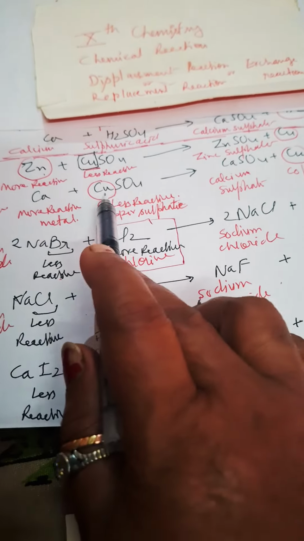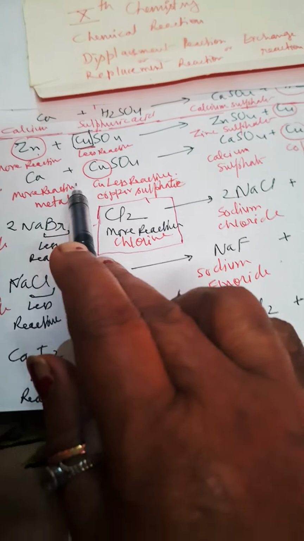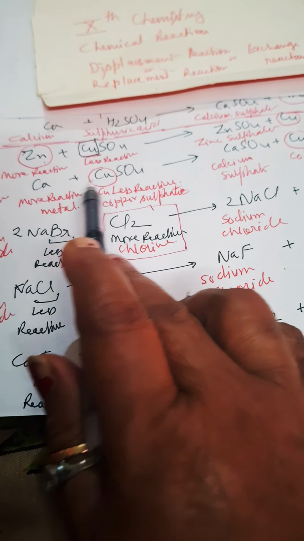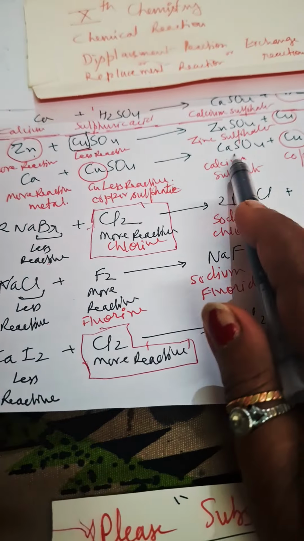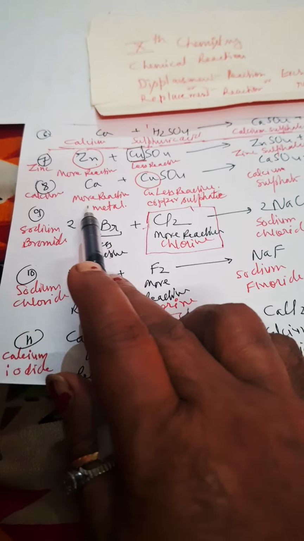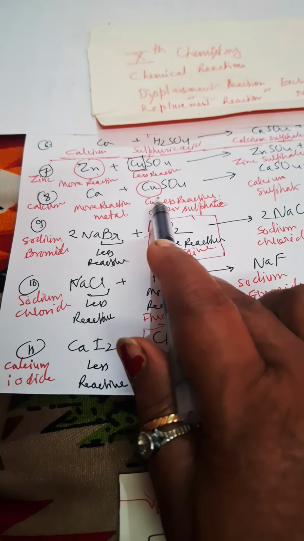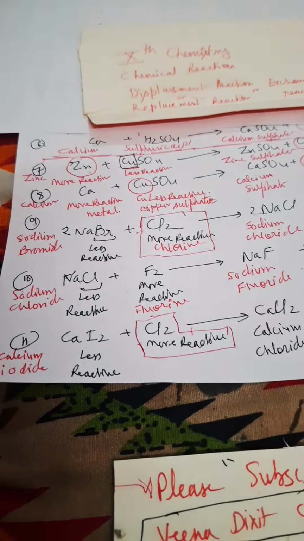Here calcium kicks out copper, because calcium is more reactive than copper, and it will take its partner, that is sulfate, forming calcium sulfate. Like that, here calcium is more reactive than copper, so it displaces copper from copper sulfate.